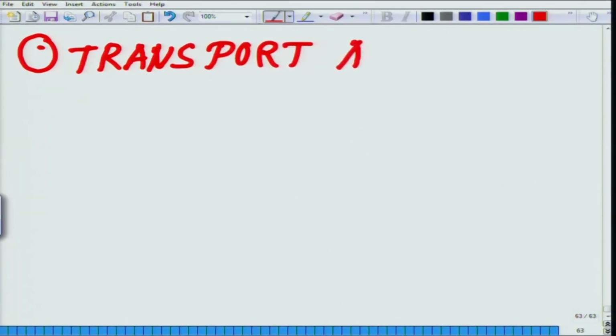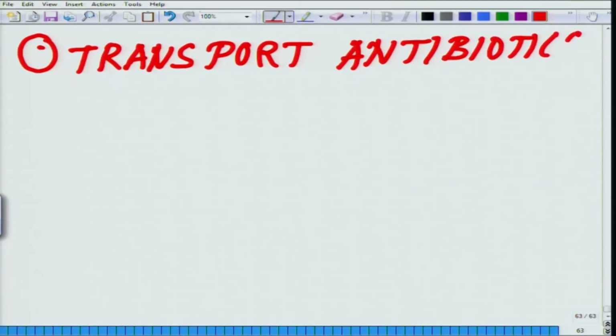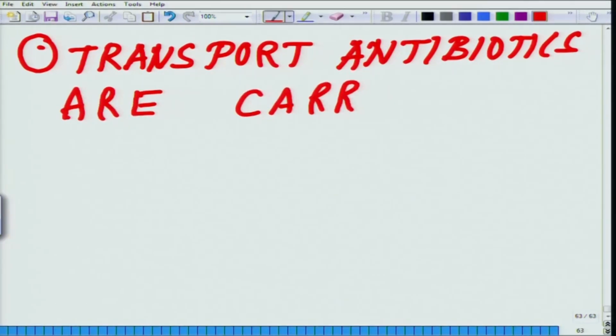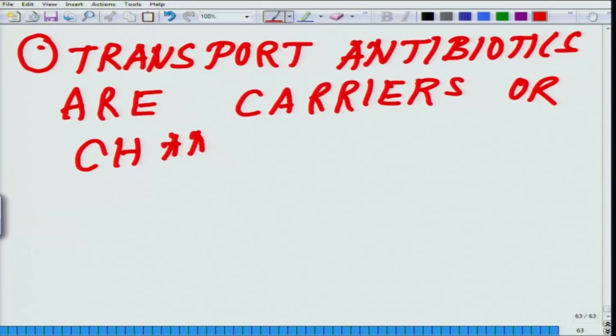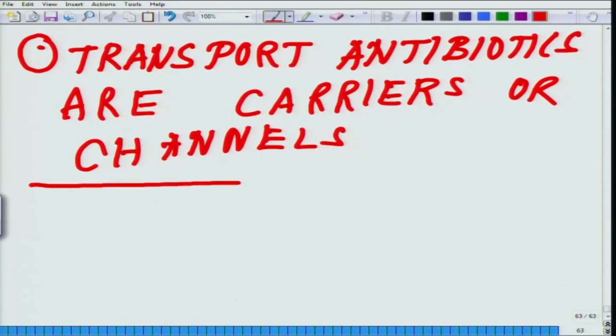Transport antibiotics are carriers or channels. Okay. So, talking about this, let us move on to the next slide. Let us redraw the membrane again.